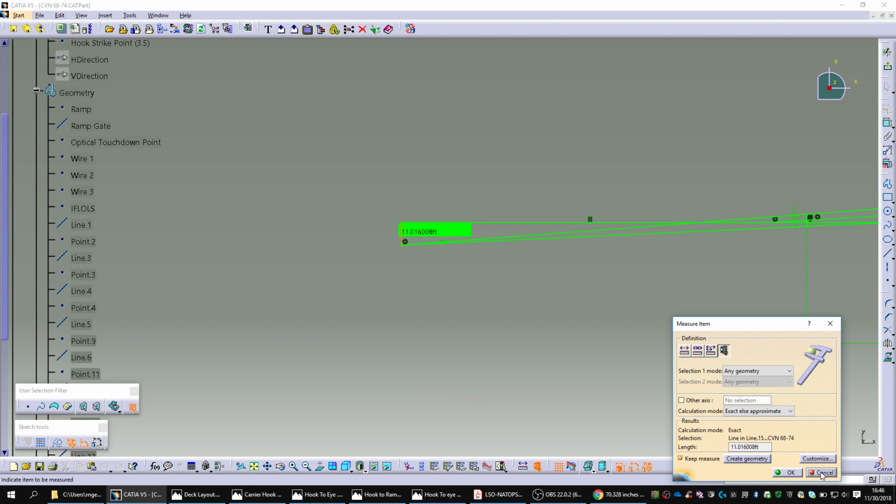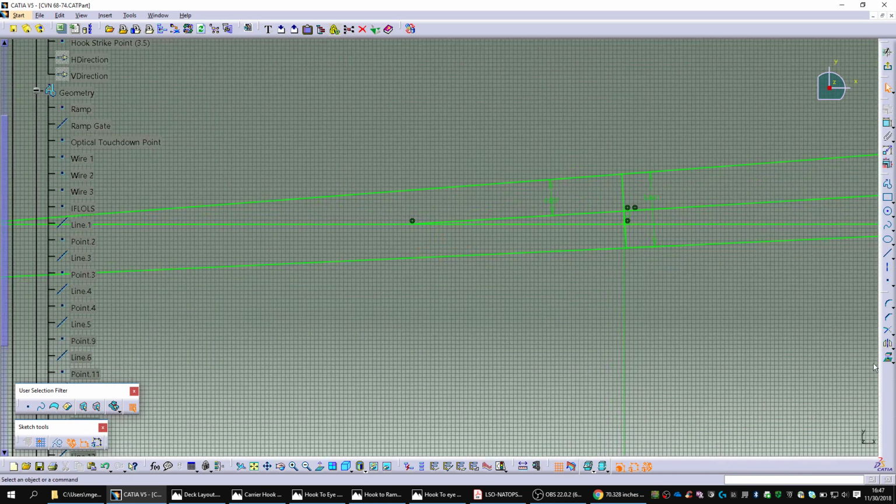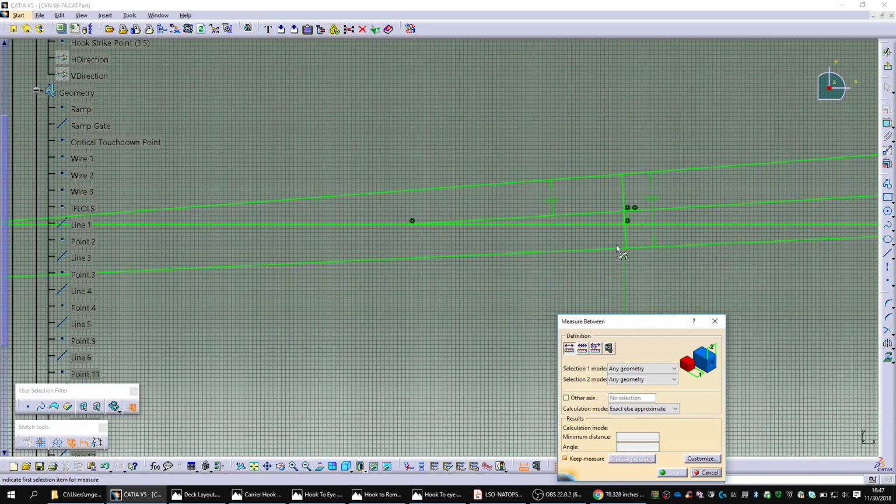11.016 feet, so 11 feet. And we know where that unit sits in game because we can see that. Well, how far back is the optical touchdown point? Not that you should ever spot the deck. Don't ever spot the deck. Ride the meatball, right? Listen to the meatball.